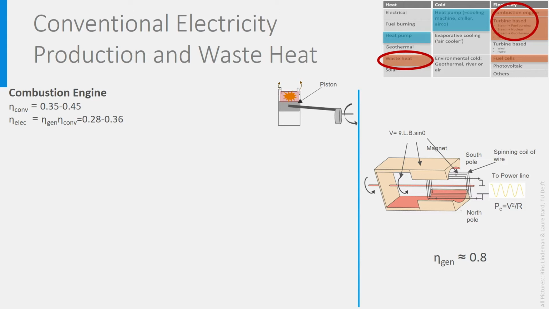So if we take a good engine with eta-conv 0.45, we end up with an overall efficiency for the production of electricity of 0.45 times 0.8, which is 0.36. In the combustion chamber itself, 45% of the higher heating value is converted to piston energy. The remaining part is lost through the hot exhaust gases and the rest hits the cylinder itself that must be cooled down.